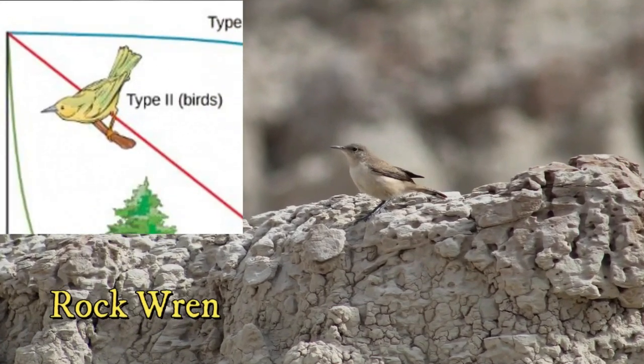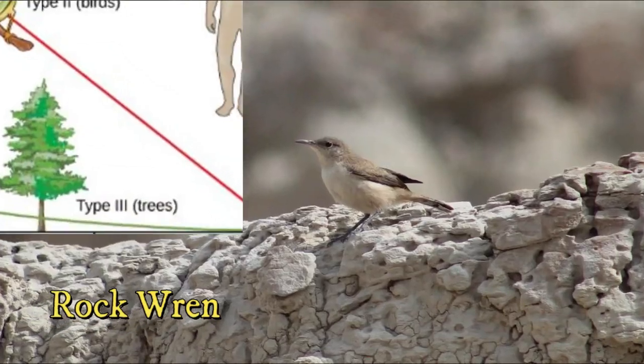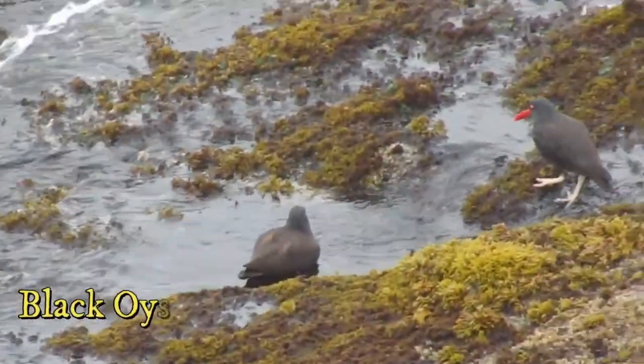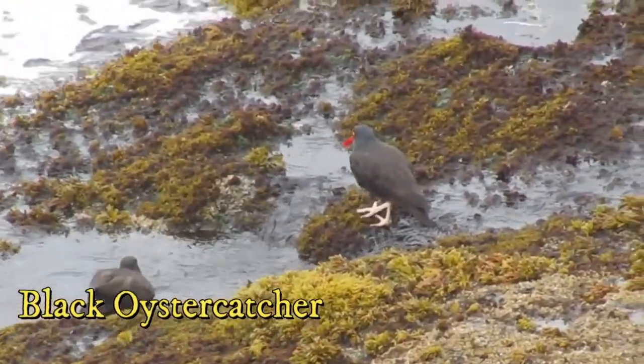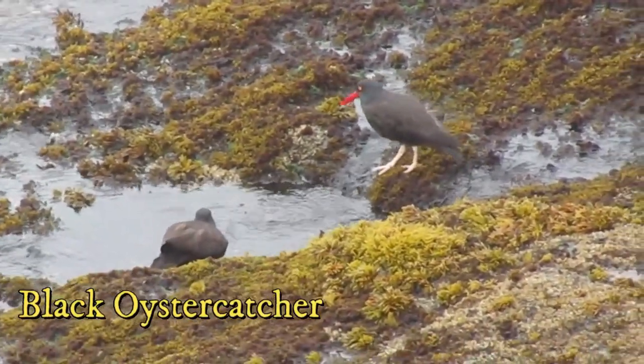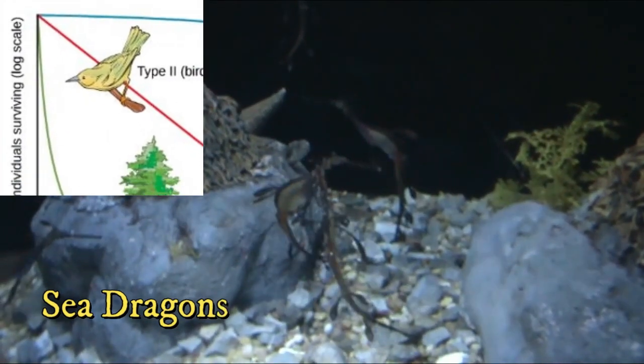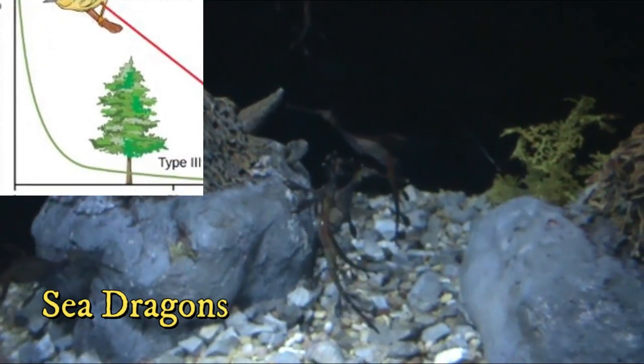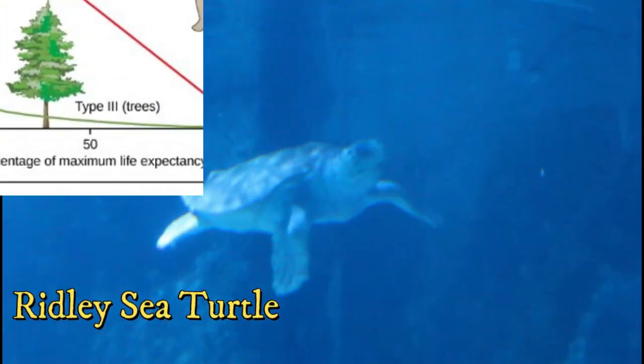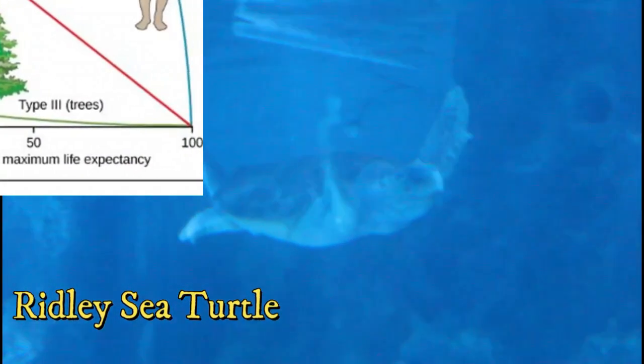A type 2 curve, seen in birds, displays a pattern in which death happens evenly at all levels of life. Like type 1 organisms, they have fewer offspring and more parental care. A type 3 curve, seen in many invertebrates, fish, and trees, displays a pattern in which death happens mostly to younger members, with fewer yet long-lived older members dying off.